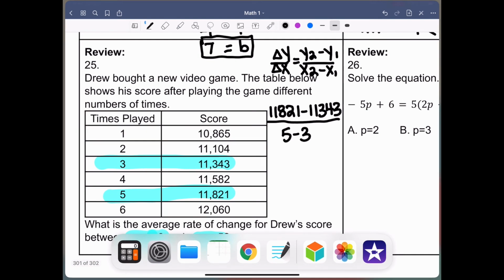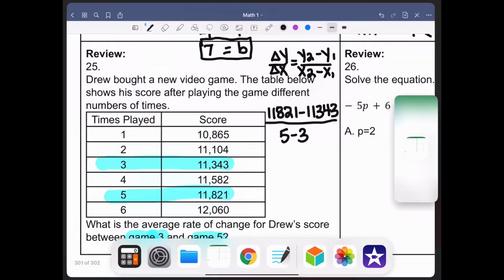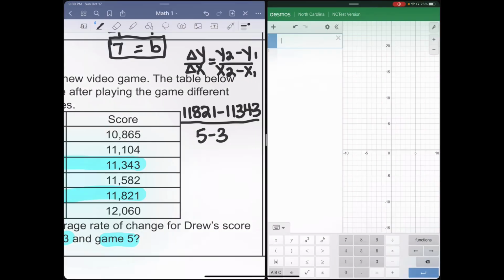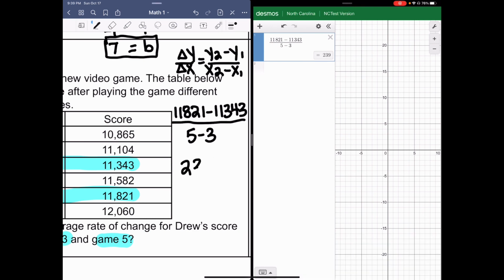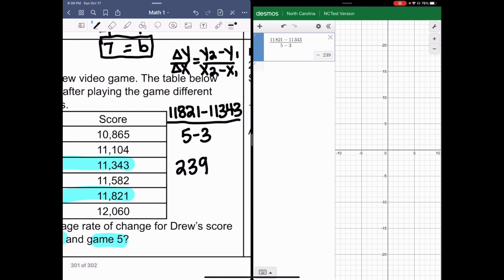All right, I'm going to split screen for a second so I can plug this in the calculator. All right, so we're going to do 11,821 minus 11,343, and then 5 minus 3, which is 2, and you get 239. And we're talking about scores and times played, so this will be points per game.